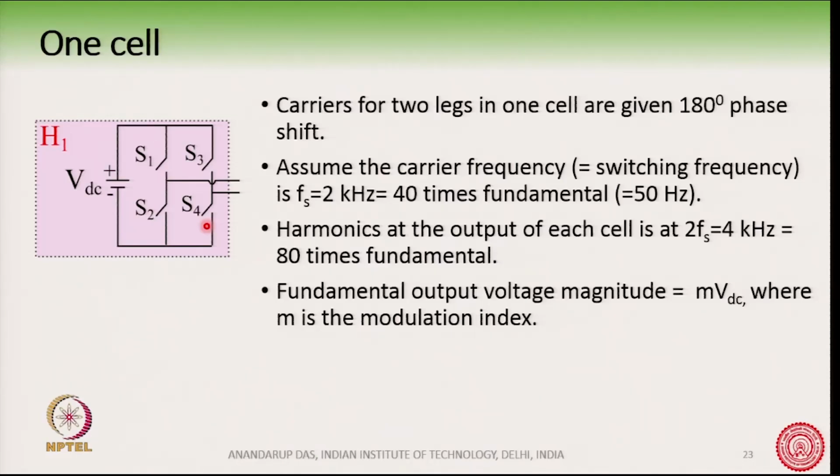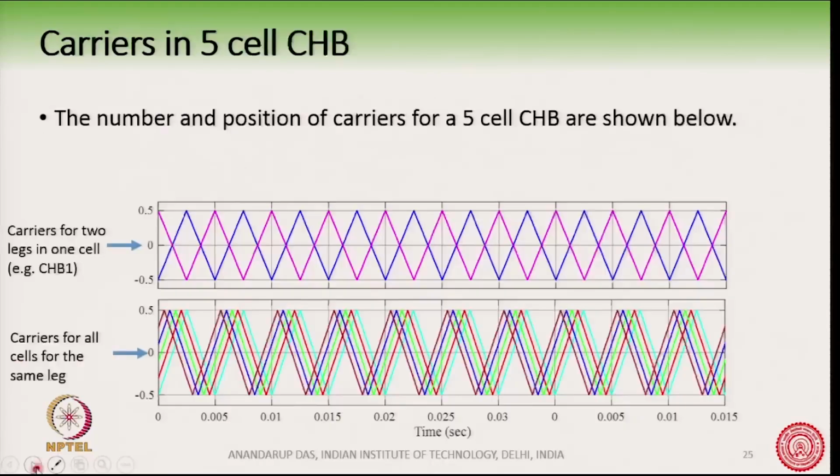Here we are saying that the carriers are 180 degree phase shifted, it gives the similar performance. So, carriers for two legs in one cell are given 180 degree phase shift. So, let us see how the carriers look like. This is an example. You see the carrier, for example, for the left leg is this blue one and the carrier for the right leg is the pink one. Okay. So, they are 180 degree phase shifted.